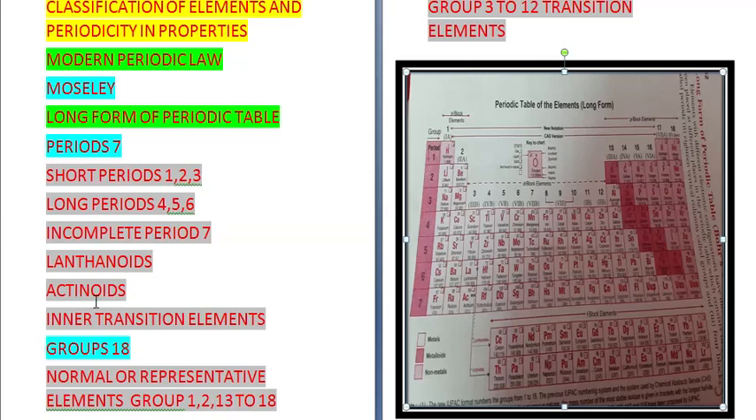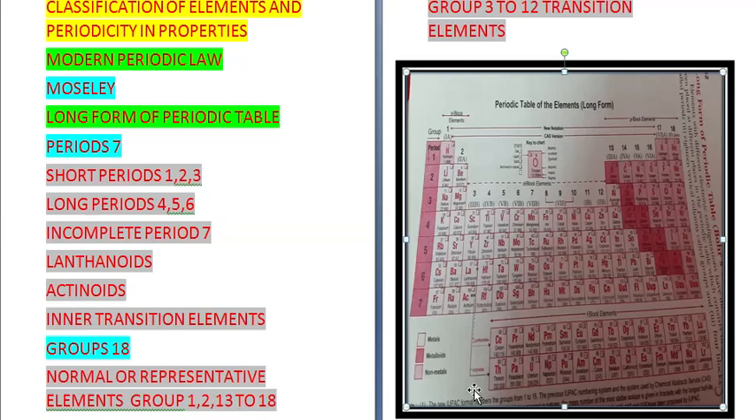Now there are 14 elements just after lanthanum. Lanthanum has atomic number 57. So after lanthanum there are 14 elements, and 14 elements just after actinium. Actinium has atomic number 89. So these are placed in the rows. See over here, there are 2 rows below the periodic table. They are called lanthanides and actinides, or they are known as inner transition elements. So they are placed separately beneath the periodic table.